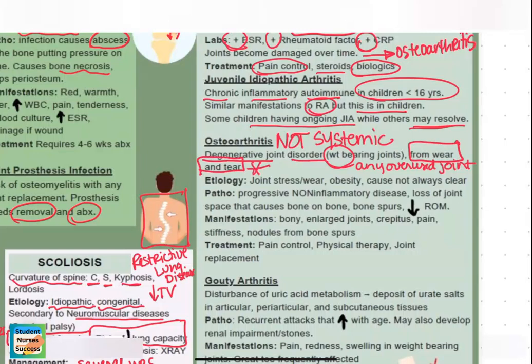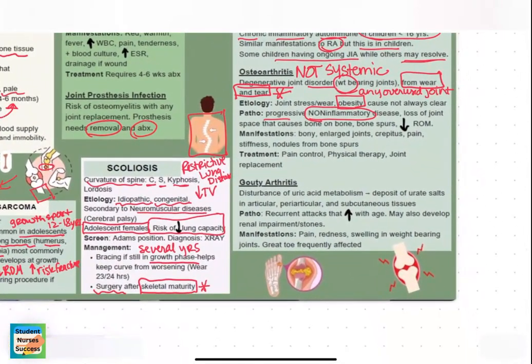So this joint stress and wear, obesity, heavy weight, the cause is not always clear, but we do see increased incidence in those who are heavy and overweight because it just puts more stress on those joints. In fact, if you do have osteoarthritis and you are overweight, something that can significantly decrease your symptoms is to lose weight if that's possible. What we see is a progressive non-inflammatory disease. There's loss of joint space and it causes the bone to hit bone on bone over time and develop bone spurs. And I think I have a little picture down here.